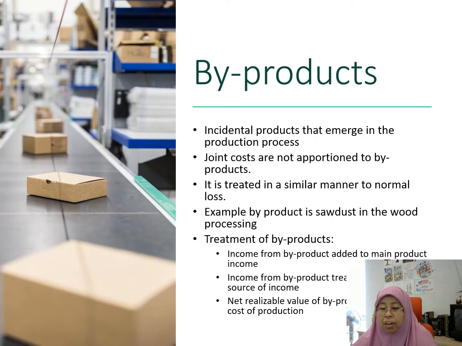So the byproducts are the incidental products that are produced or emerge in the production process. So the joint costs are not apportioned to the byproducts, and it is treated in a similar manner to the normal loss. So an example of a byproduct is sawdust in wood processing.